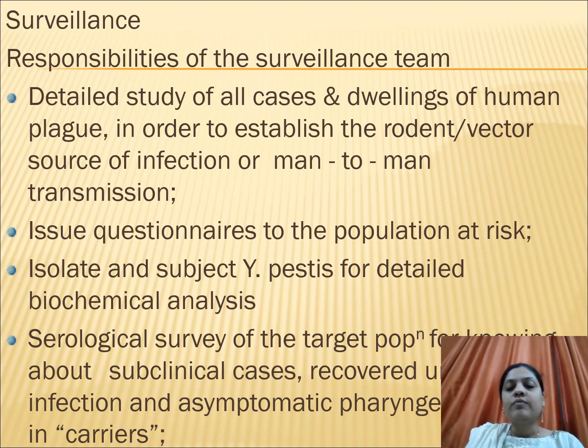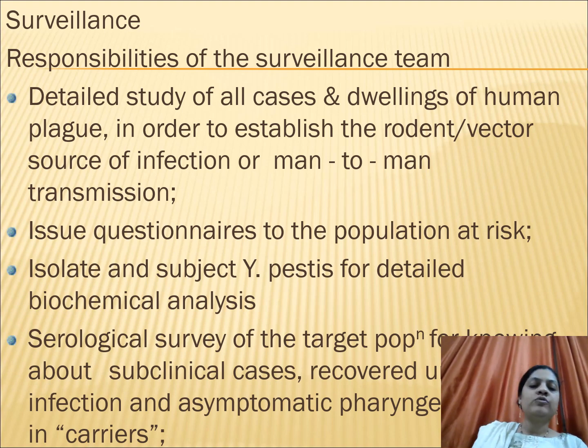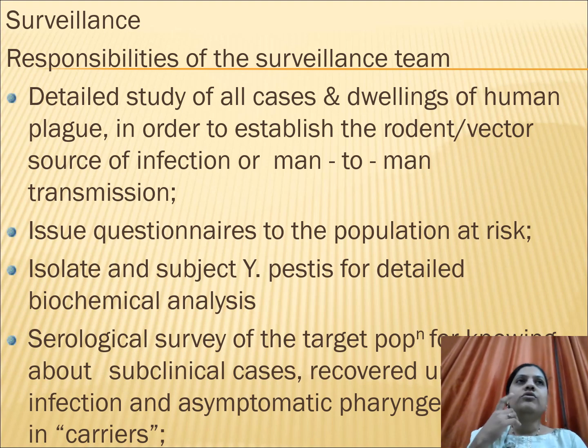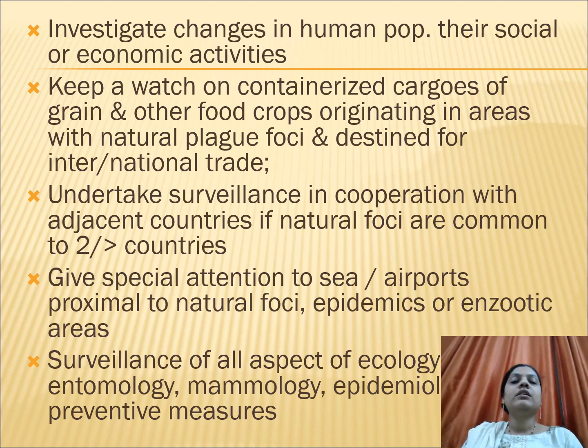Serological survey of the target population about clinical cases, recovered infection, and asymptomatic pharyngeal carriers. So we have to do the serological survey of the target population, where we target the subclinical cases, those who have recovered and those who are suffering asymptomatically. Investigate changes in human population, their socio-economic activities. Keep a watch on the containerized cargoes of grain and other food crops originating in areas with natural plague foci and destined for international trade.